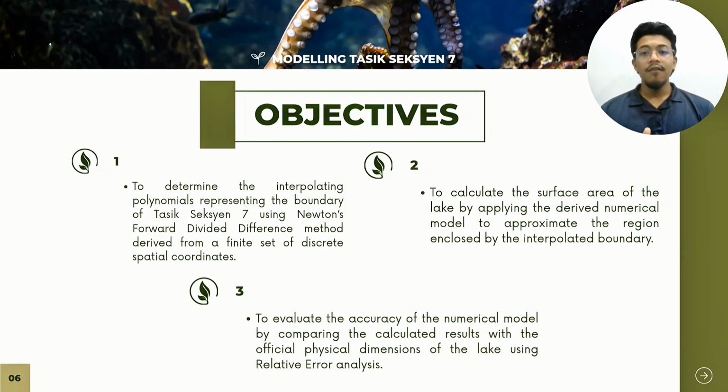Next, the objectives of our study. The objectives are, first, to determine interpolating polynomials that represent the boundary of Tasik Section 7 using Newton's forward divided difference method. And the second one is to calculate the lake surface area using numerical integration. And third, to evaluate the accuracy of the numerical model by analyzing the relative error compared to the reference area.